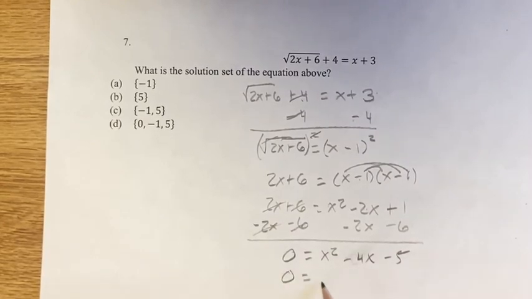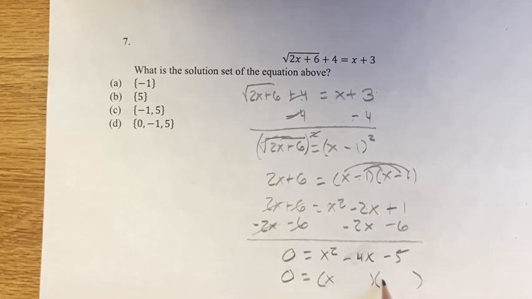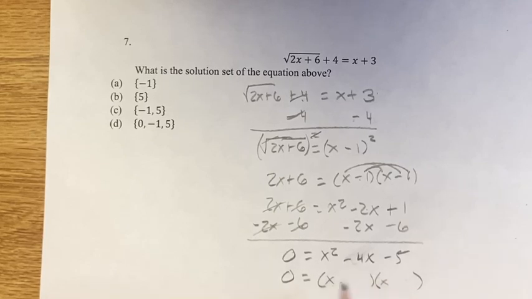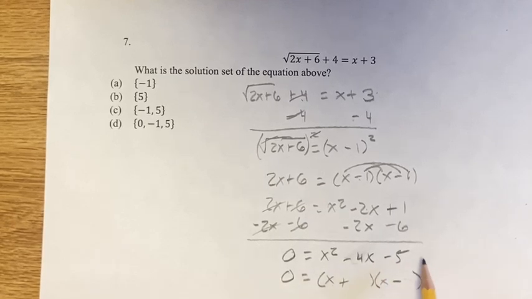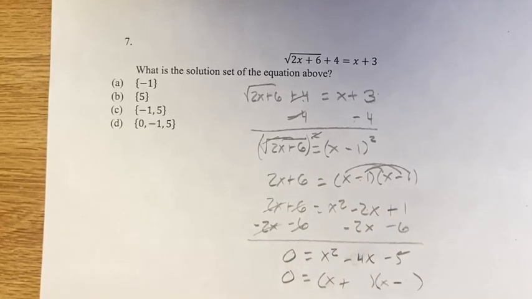So 0 is equal to x plus some number and x plus some number, right? And we know that these numbers have to multiply to negative 5. If two numbers multiply to negative 5, one of them has to be positive and one has to be negative. If you have two positive numbers and you multiply them together, they're going to be positive. If you have two negatives multiplying by each other, like negative 1 times negative 1, the negatives cancel and you're left with positive 1. So one of them has to be positive, one of them has to be negative.